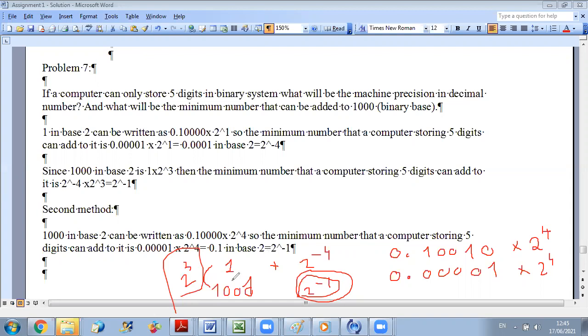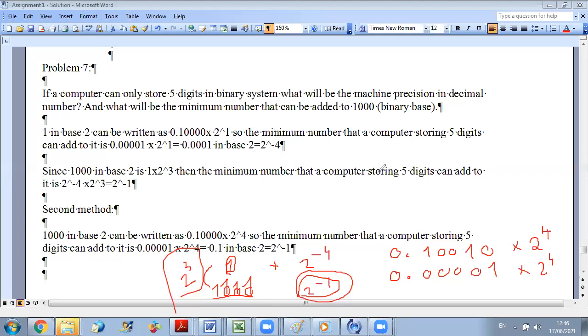For example, if I put another number, like 1101, the minimum number to add to it is also 2 to the power minus 1. Also if I give you 1111. The difference of order: here I have 1 digit, here I have 4, so the difference of order of magnitude is 2 to the power 3. It is not exactly 1 times 2 to the power 3, but since here I have 4 digits and here 1 digit, the order of magnitude differs on the order of 2 to the power 3. Okay.